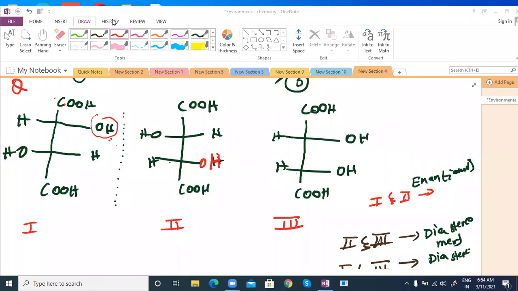Very simple, we just write the RS nomenclature. Based on that we can decide. Just RS nomenclature. I think you already know this one. For the first carbon, OH is the first priority, COOH is the second priority, and this is the third priority, which is the carbon below. Then this is going anti-clockwise, but the least priority is present at horizontal. That's why I need to reverse my RS nomenclature. If this is coming anti-clockwise, that should be R.